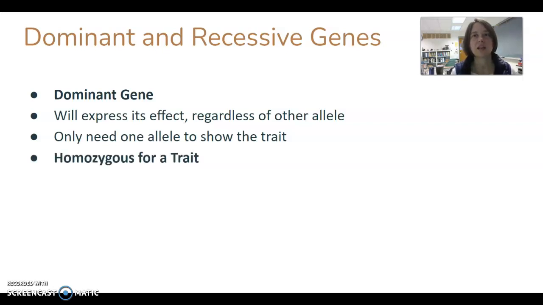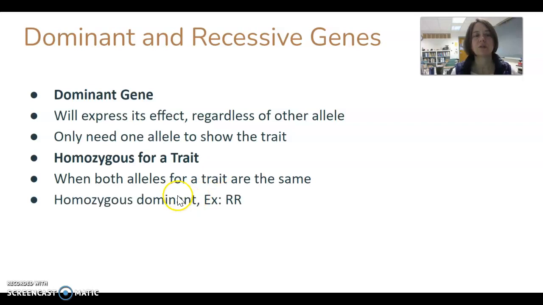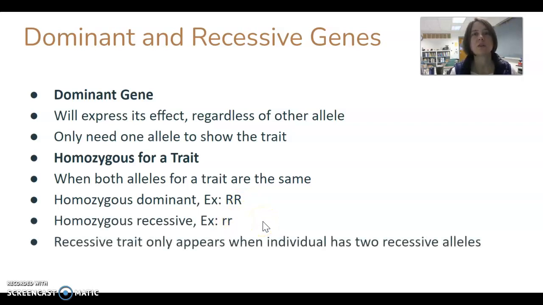So let's say you're homozygous for a trait. Homo means same, so you would have two of the same alleles. Both alleles for a trait are the same. For example, you could be homozygous dominant, and remember dominant is capital letters, so capital R, or you could be homozygous recessive, which would be little r. The recessive trait only appears when you have two of them. So you have to have both recessive alleles to show a recessive trait.